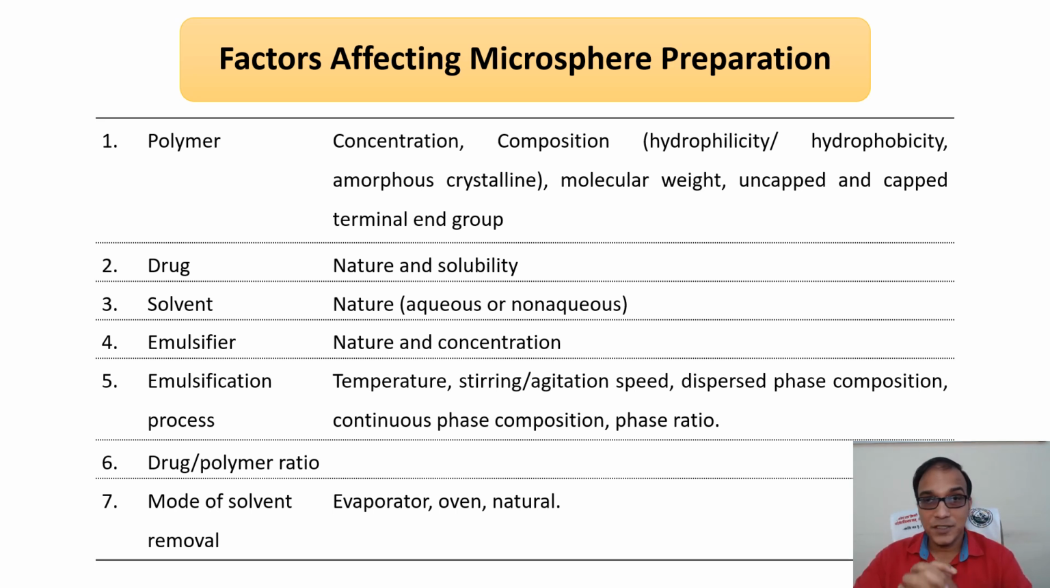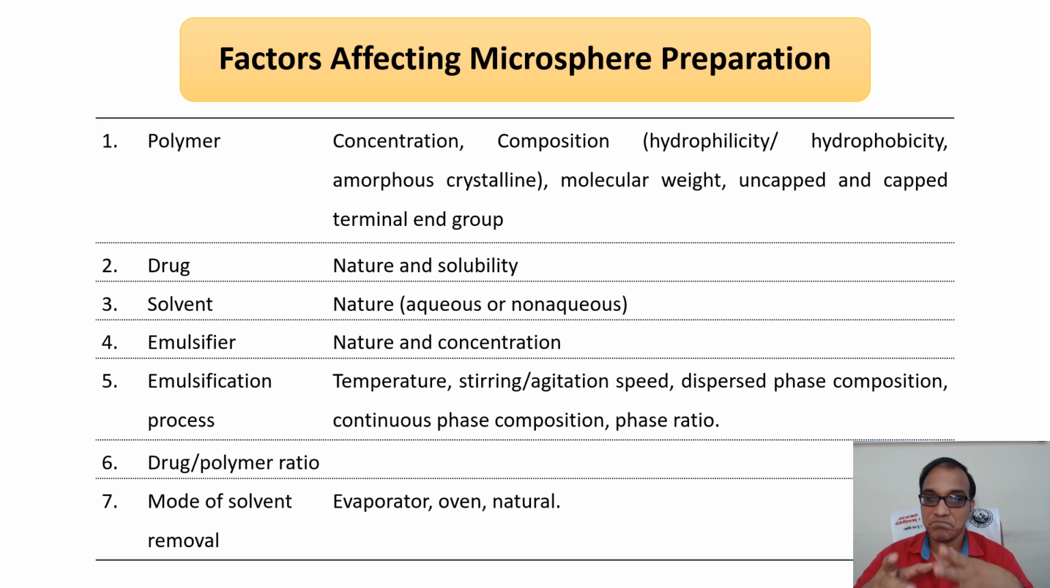Now please focus on this table of factors affecting microsphere preparation. For the polymers, what are the factors which affect the microsphere preparation? Its concentration, composition, whether it is hydrophobic or hydrophilic, whether it is in amorphous or crystalline state, its molecular weight, uncapped and capped terminal end group, flexibility of chain, and so many factors which actually affect the microsphere preparation. For the drug, the nature of the drug and its solubility are the prime factors. There are so many factors, but these are the two major ones.